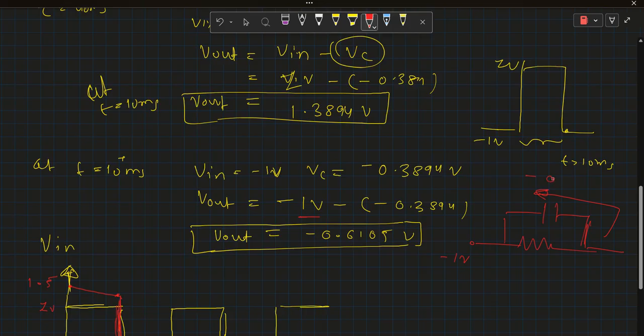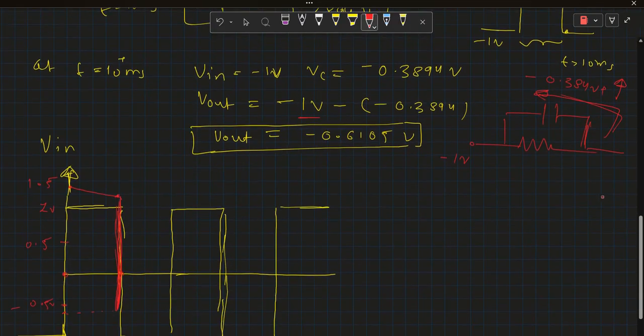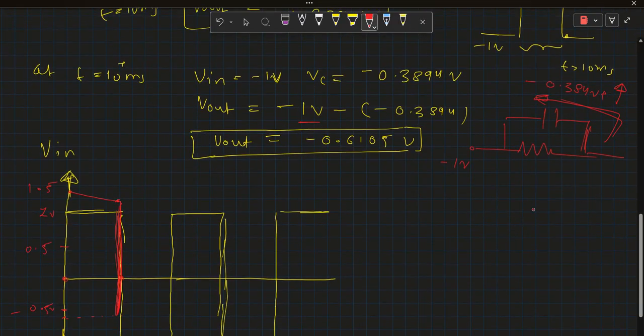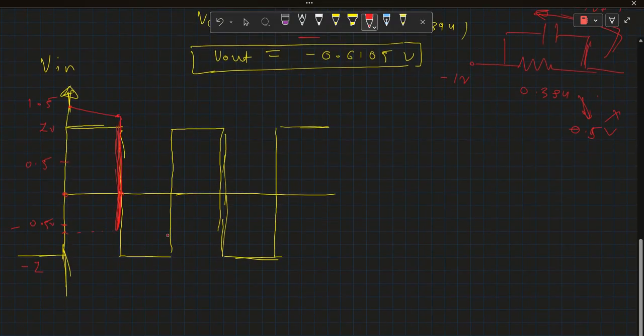Initially, the capacitor has 0.384 volt. Now if the capacitor will charge in this direction, then its voltage will increase. But as the time constant is greater than the time period of the pulse, the capacitor will not charge to minus 0.5 volt. The charging speed will decrease in this time frame.